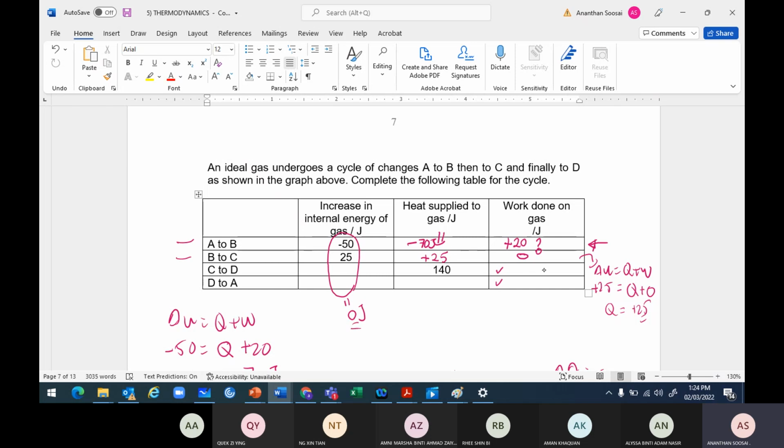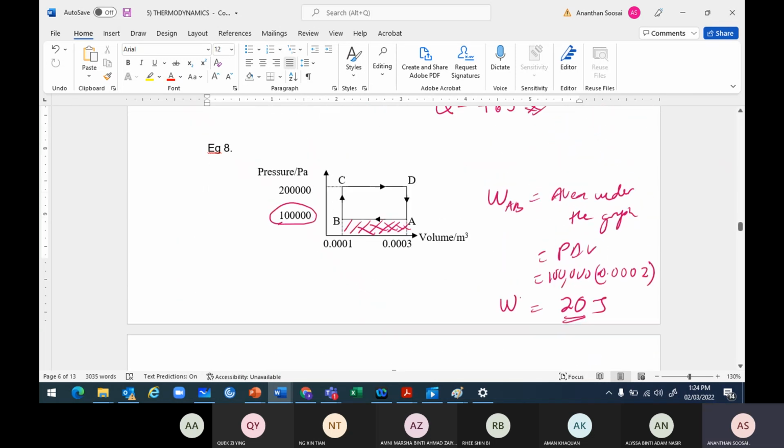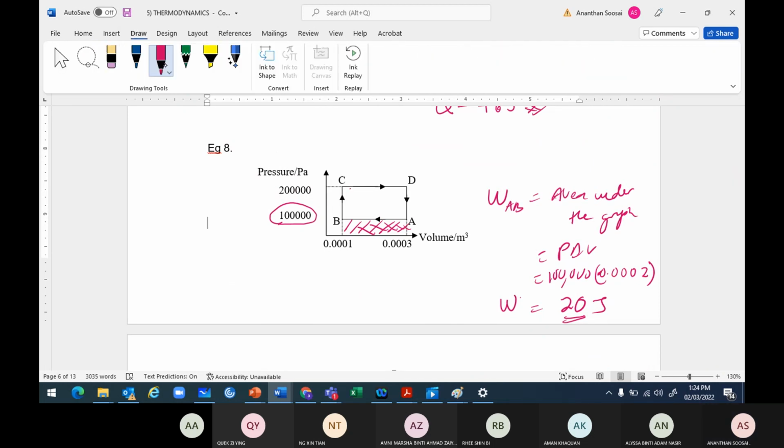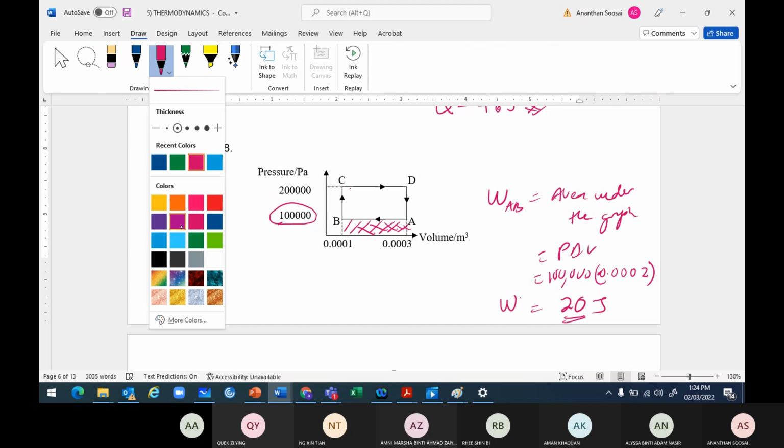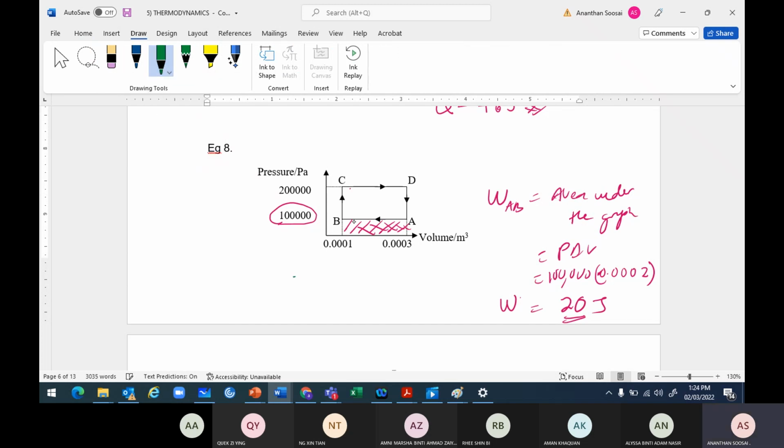So what is the work for CD? Go back to the graph, C to D. C to D, what is the work done? The area on top here, right? So CD is this area, and this is the work done for CD, right? Yeah, the entire area.